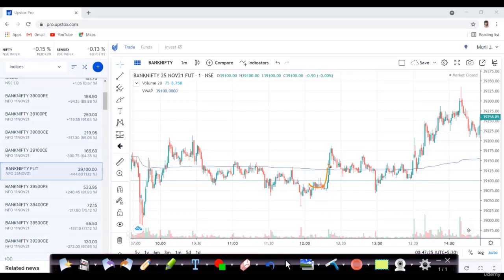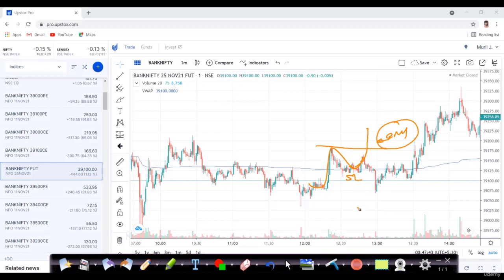If the market has broken this VWAP, touched down here, and again after the pullback the market moves upside, again breaking this one, then I am making an entry here. This one is the best entry, and for this entry, where to put the stop loss? Put the stop loss below the VWAP line.